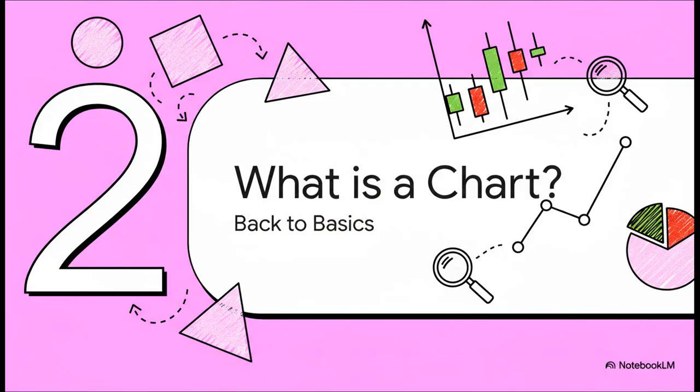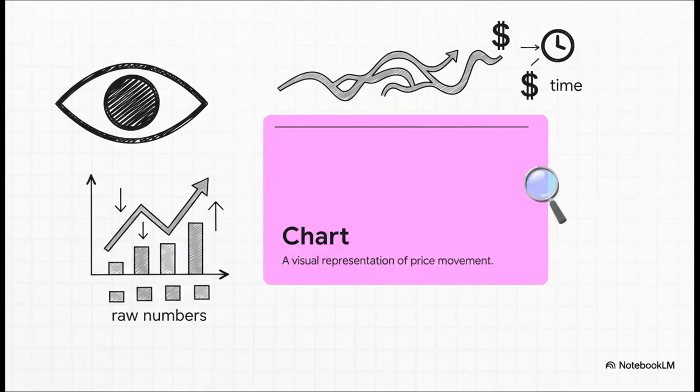So, to tackle that first question, we've got to start with the absolute basics. Before we can figure out what a chart is used for, we need to get clear on what a chart is, right? And here it is, the official textbook definition. A chart is a visual representation of price movement. Simple enough. It takes a bunch of raw numbers, like the price of something over time, and poof, turns them into a picture you can actually see and understand.